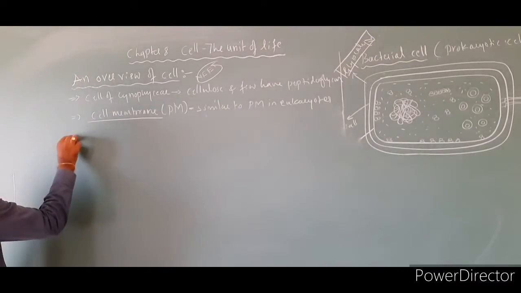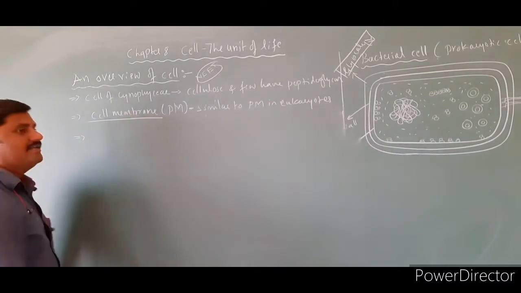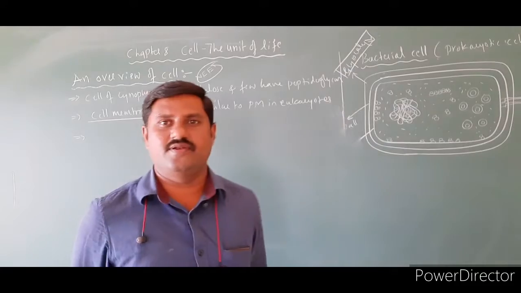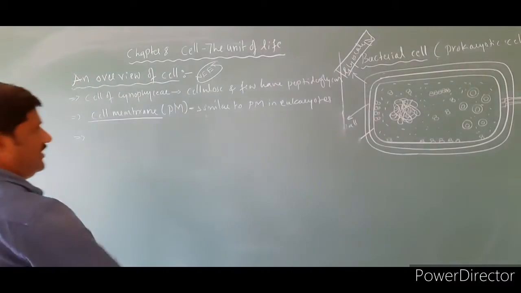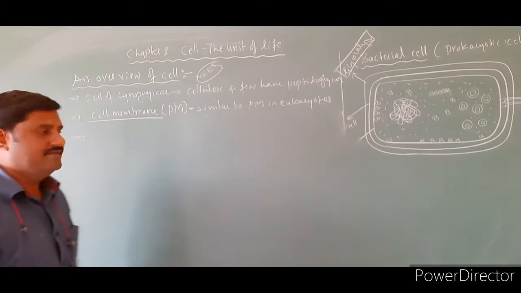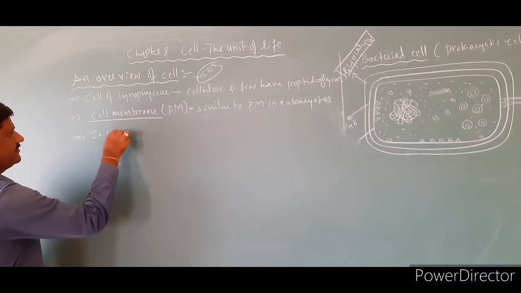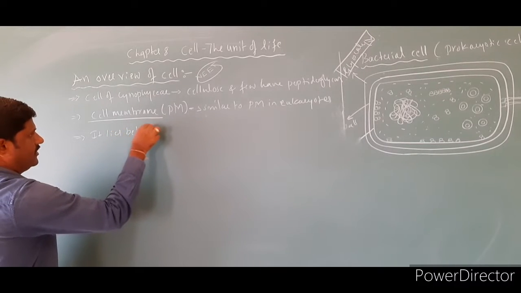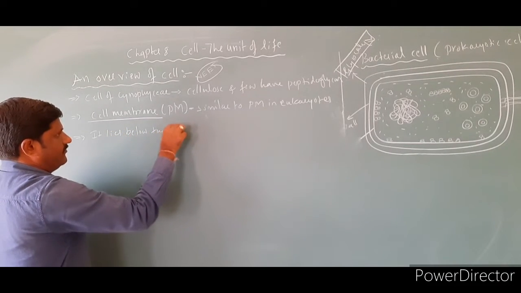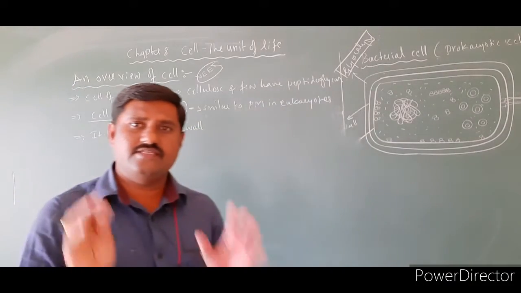Okay, so what is this cell membrane? It is a thin membrane which lies below the cell wall. See here, this is the cell wall, and below the cell wall what is there? So the cell membrane is there. It lies below the cell wall.